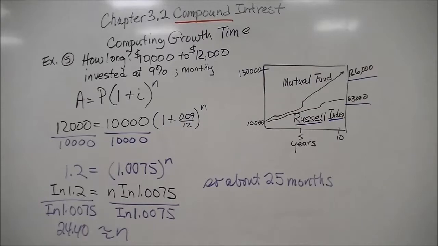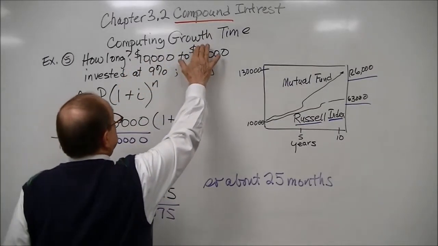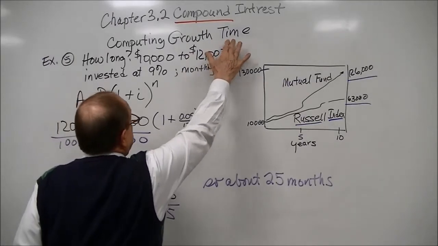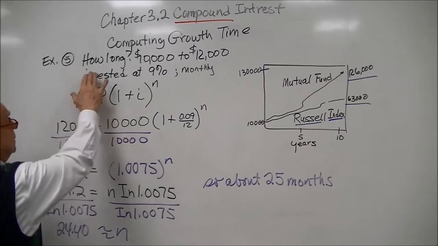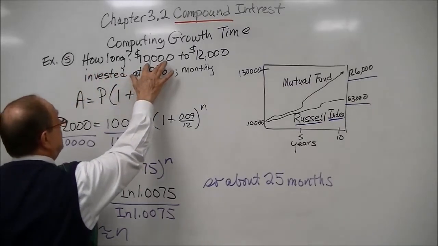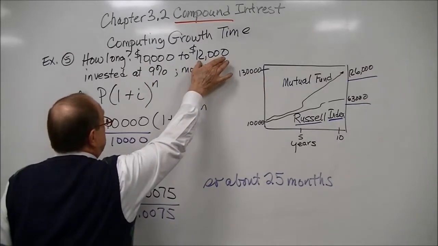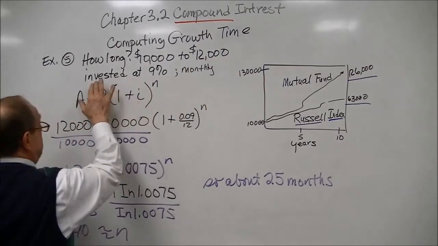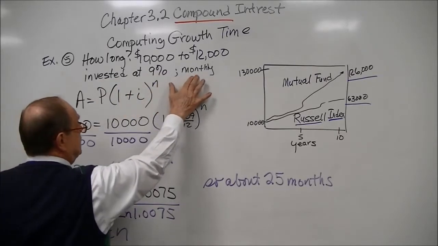Okay, in this next example, we're going to compute growth time. Not the rate now, the time. It says, how long would it take for $10,000 to get to be $12,000 if it's invested at 9% and it's compounded quarterly?